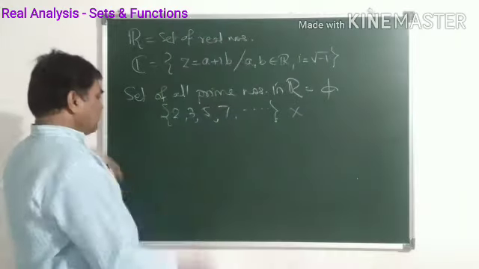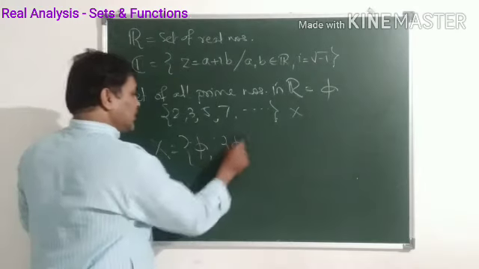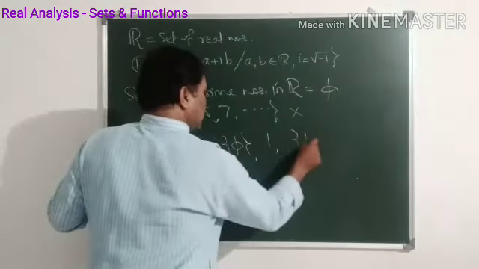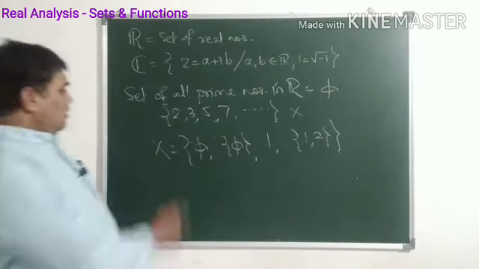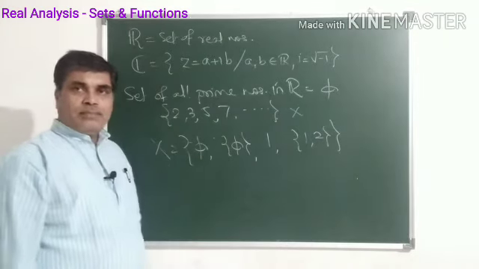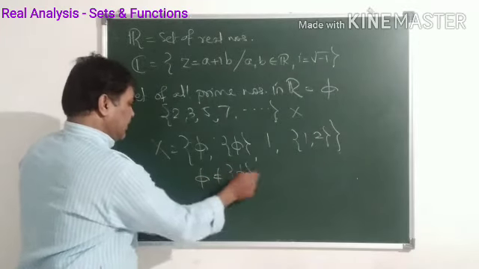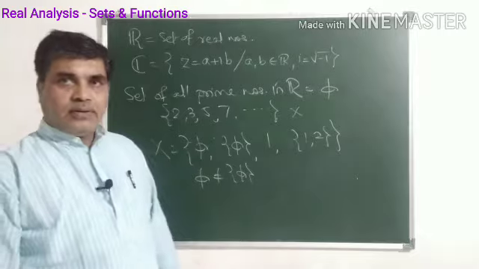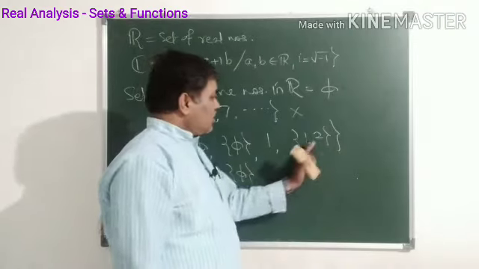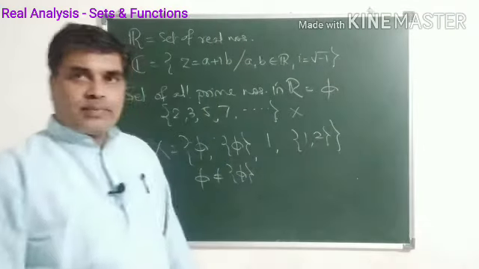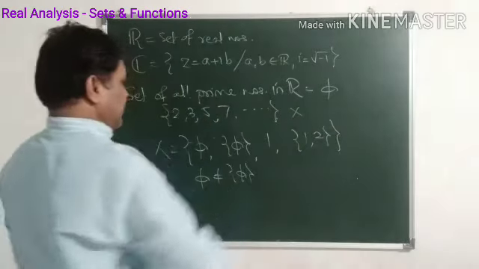Okay? For example, if I write some X to be, say, the set containing phi, the set containing phi, 1, and the set containing 1, 2. What have I written here? X contains the empty set. X contains the set containing the empty set. This phi is not equal to the set containing phi. These two objects are different. This one is the subset containing 1, 2. This set itself is one element of this set X.